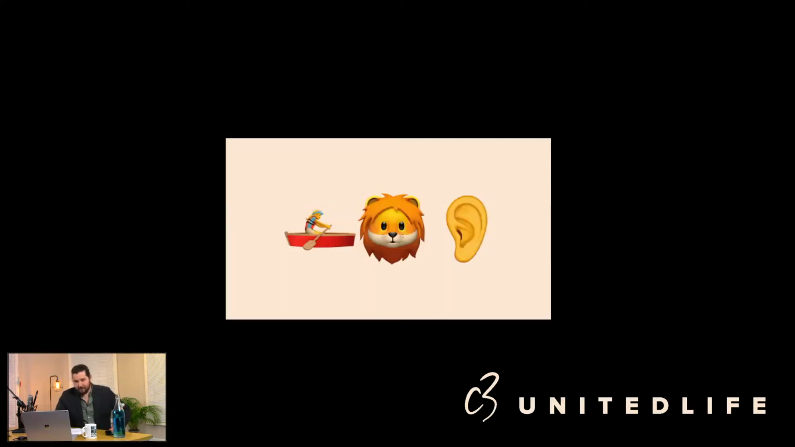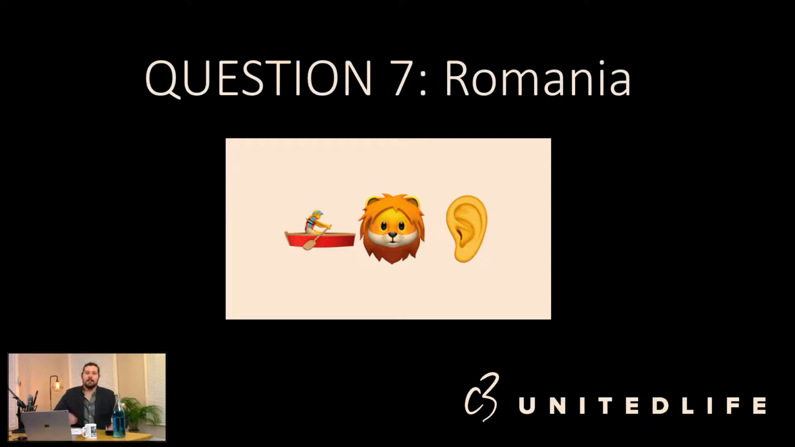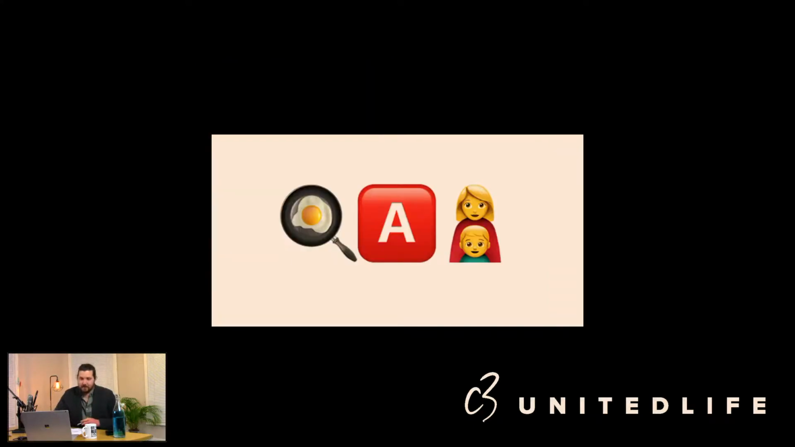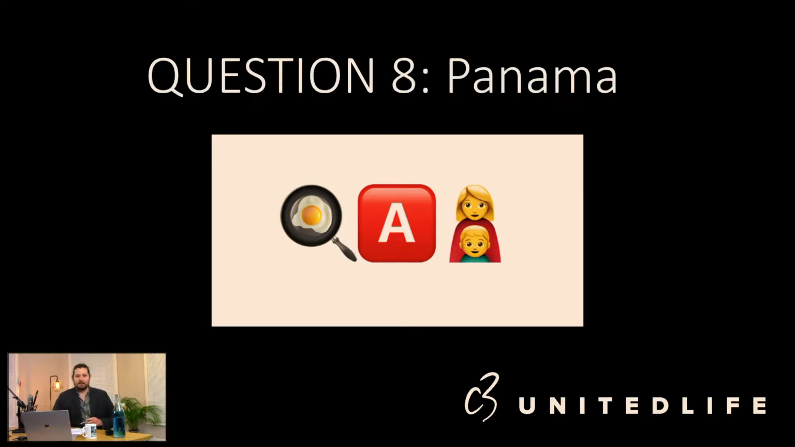Question 7. Boat, cat, ear. Or row. A lion has a mane, and that is an ear. Romania is the answer to question 7. Question 8. You use a frying pan to cook an egg. You have again the letter A, and that is a mother, or in this case ma. Panama is the answer to question 8.